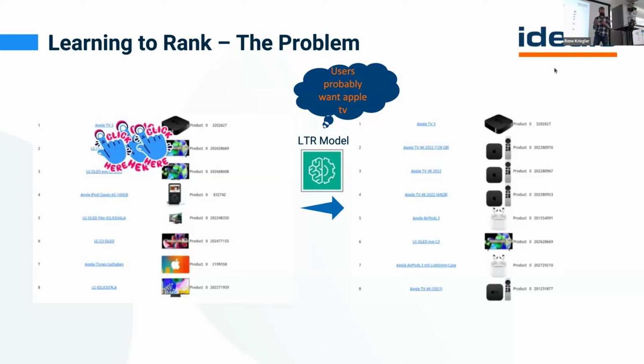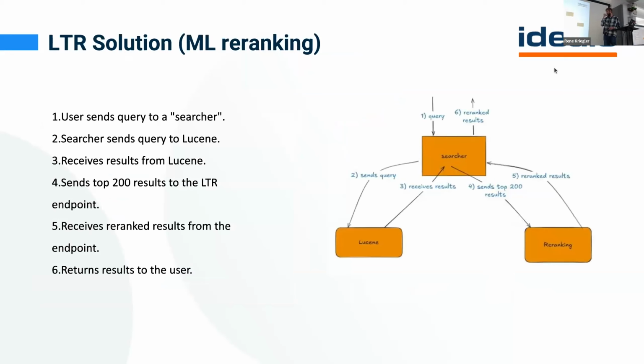If you have static ranking, you can just know that people click on that product, so it's hard to generalize. We want to generalize with an ML model. We want to learn from this that if people click on Apple TV, then probably they will search for Apple TV, and then we re-rank the results. That's how the solution can look. You have some searcher, there's a backend which receives the requests, and then we ask Lucene for the results for the given query.